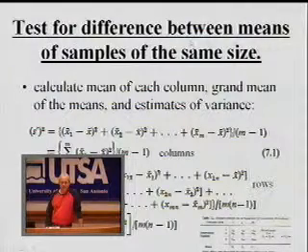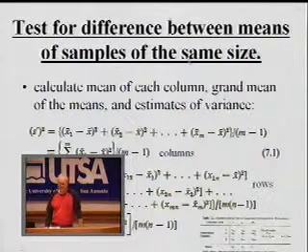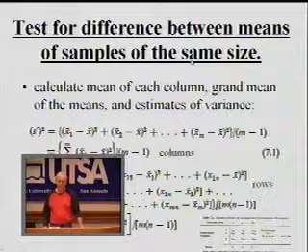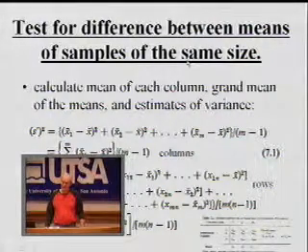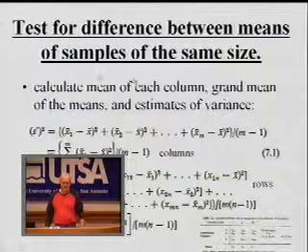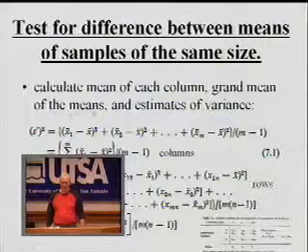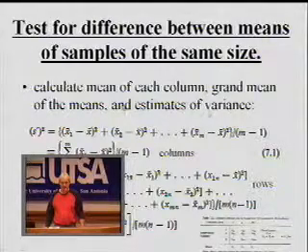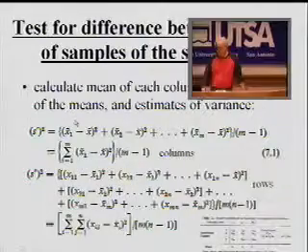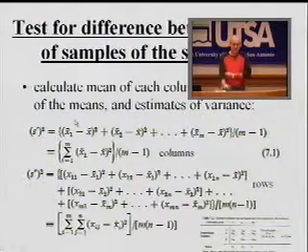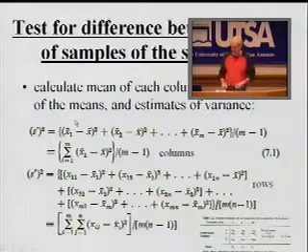So we test for the difference between means of samples of the same size. If you don't have the same n for each of the m treatment groups, having different sizes, then you can run into some troubles in running these types of evaluations. You calculate the mean of each column, the grand mean of the means, and then you have to get the estimates of variance. So we said that we were progressing from calculation of means to the calculations of the variance.